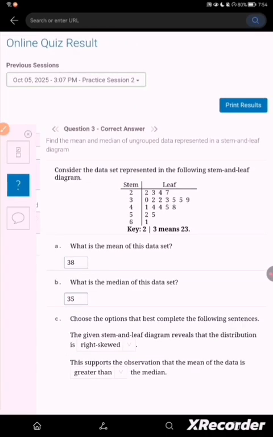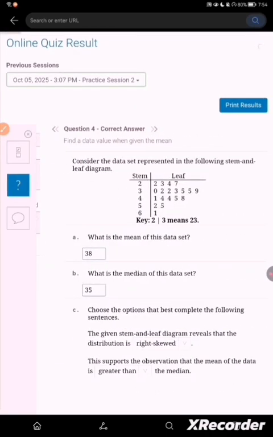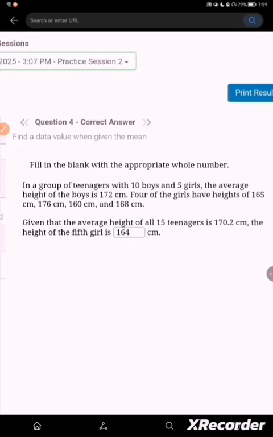Okay. Now, moving on to question number 4. Boys and 5 girls, so a total of 15 teenagers. The average height, so the mean, of the boys is 172 centimeters. And then out of the 5 girls, 4 of the girls have 165, 176, 160, and 168 centimeters. So then after that, they tell you the mean, the average height is the mean, okay? If anything's average, it's the mean. So the mean of all 15 teenagers is 170.2.